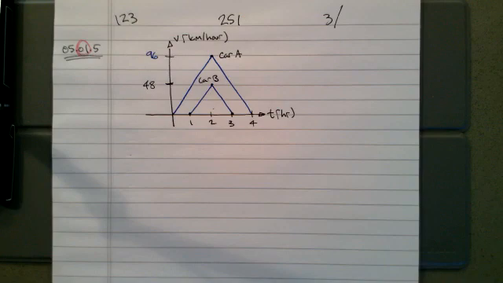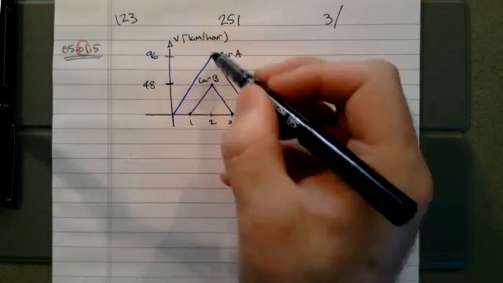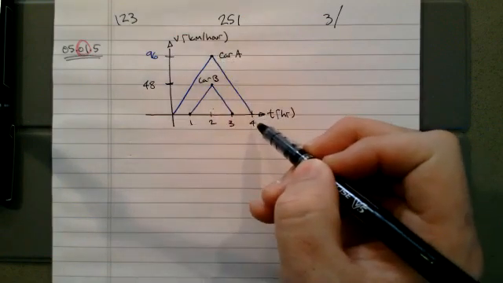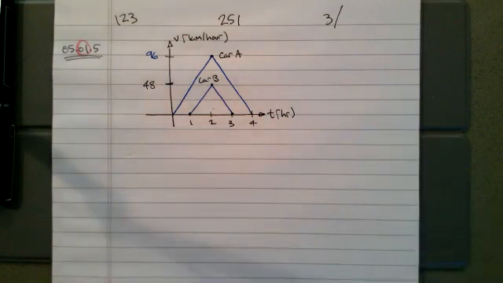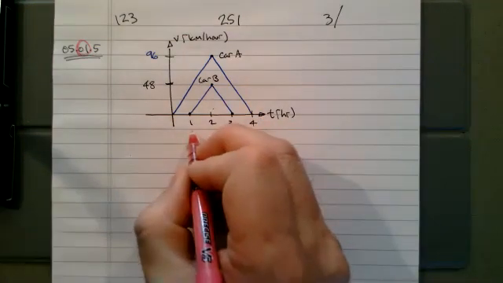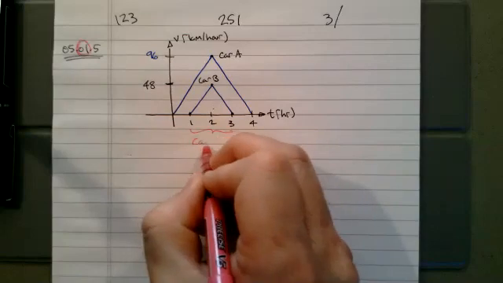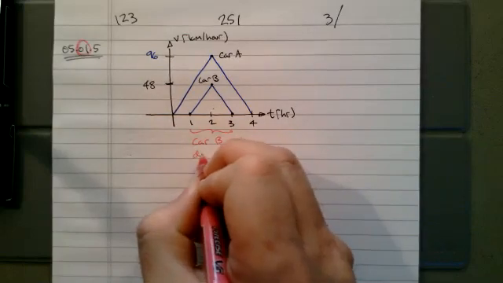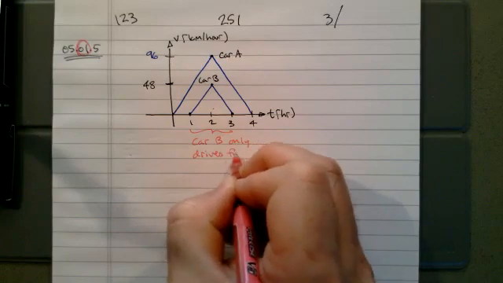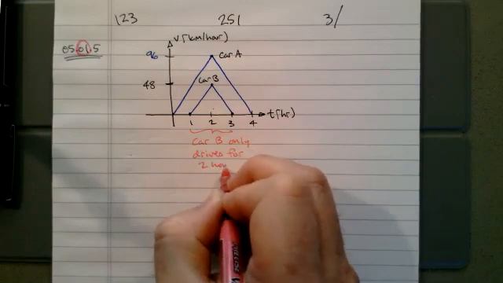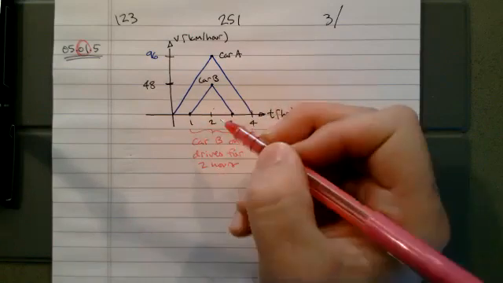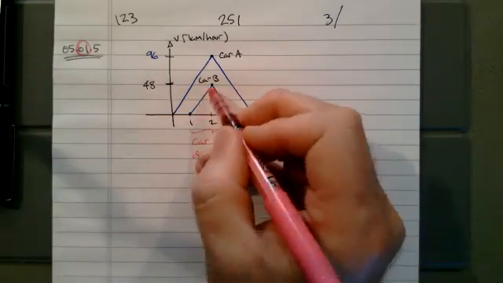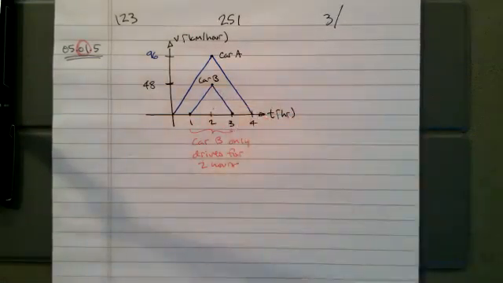So it looks like car A is traveling for the entire 4 hours, and car B is only traveling for 2 hours. So from 1 to 3, car B only drives for 2 hours because it started off 1 hour after car A and finished 1 hour before car A. Car A goes the entire 4 hours.